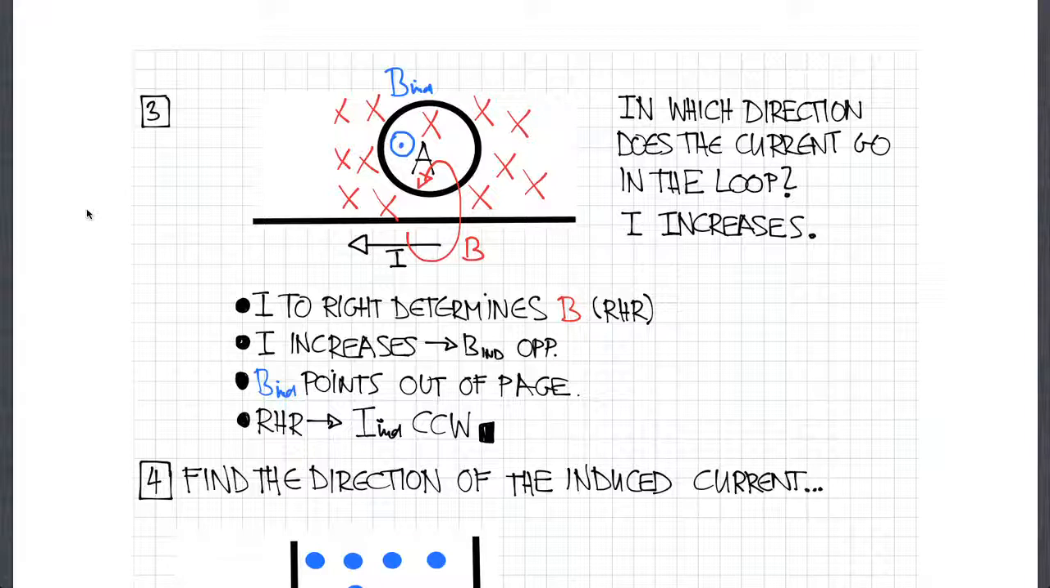Because the current is increasing, the induced current has to oppose what is causing it, and so in blue I show you the induced magnetic field that points in the opposite direction of the B field that causes it. Now you have the induced field pointing towards you and out of the page, meaning that if you now use the right-hand rule, your thumb is going to point in the counterclockwise direction, meaning that the induced current will go counterclockwise.